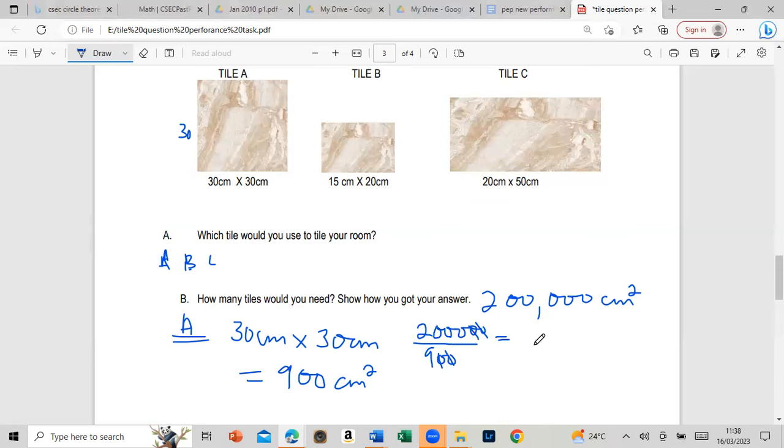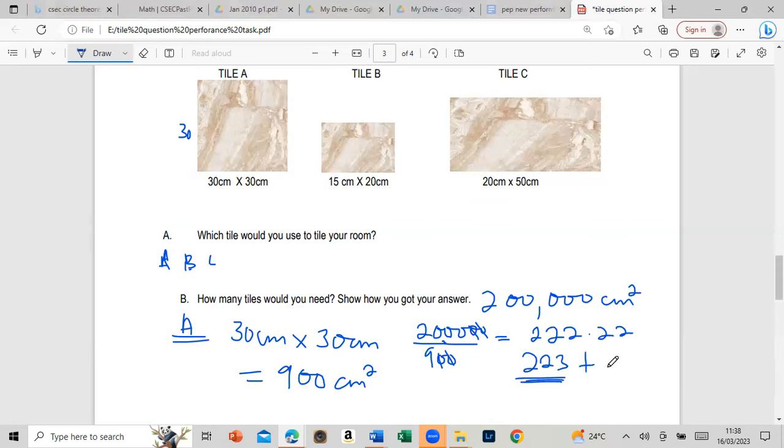Alright, so that is going to give us 9. So that goes 2 times 2 remainder here. So we're going to get another 2 and another 2. 223. Alright, so we're going to say it's 223 tiles since they're not selling half tiles. So if you're using tile A, it's going to be 223 tiles.